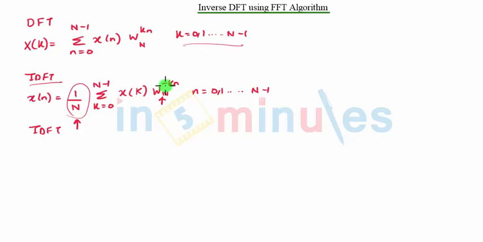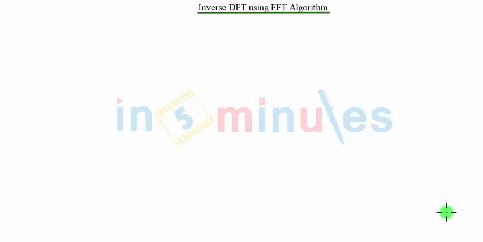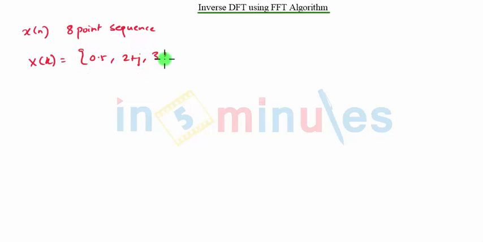First let us see what effects are on the butterfly. We will do this by taking one example. Let us say x of n is an 8-point sequence and X of k, that is the DFT of that sequence, would be 0.5, 2 plus j, 3 plus 2j, j, 3, minus j, 3 minus 2j, and 2 minus j. Now we will find x of n by performing the inverse DFT using the FFT algorithm.